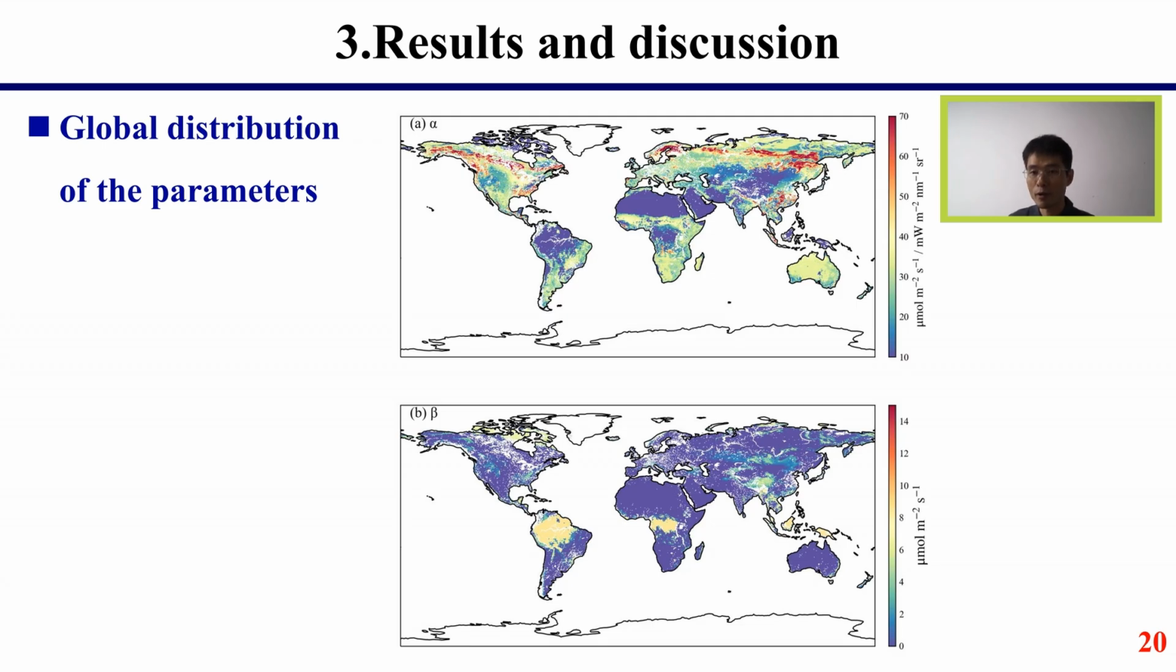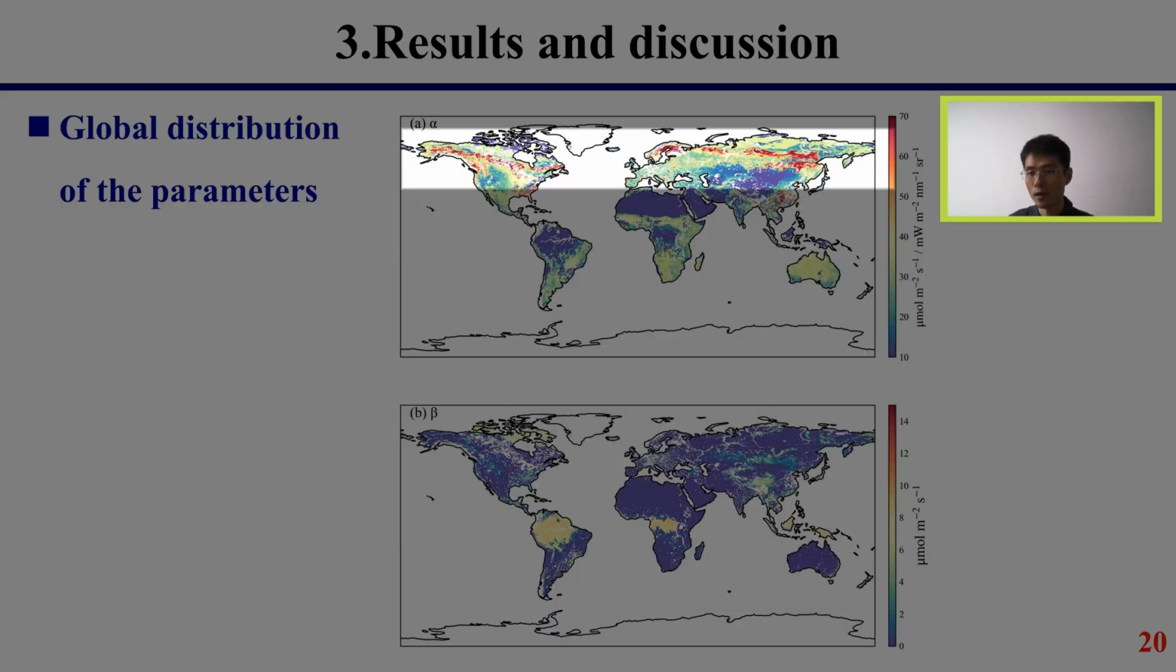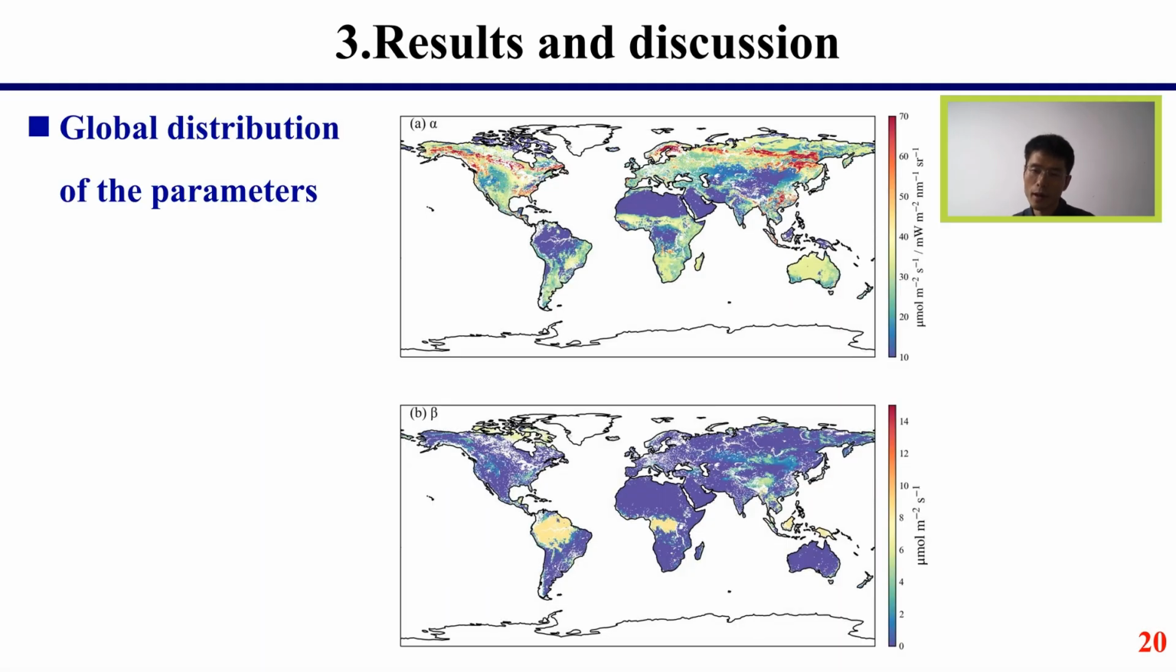But there are still some very high values, like in the northern hemisphere, somewhere here in the boreal ecosystem. The alpha is very high in this area, a little higher than the normal values. So maybe there's still some uncertainty in our model to establish this global distribution. Regarding beta, it is very similar to what was reported before. So this is the global distribution of the parameters.